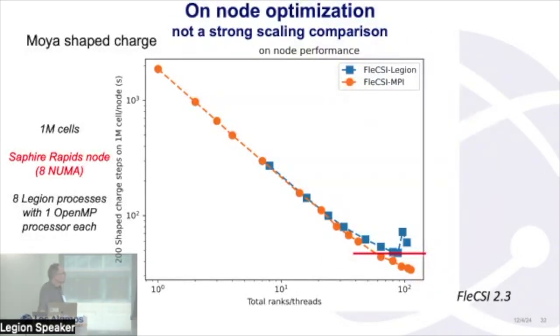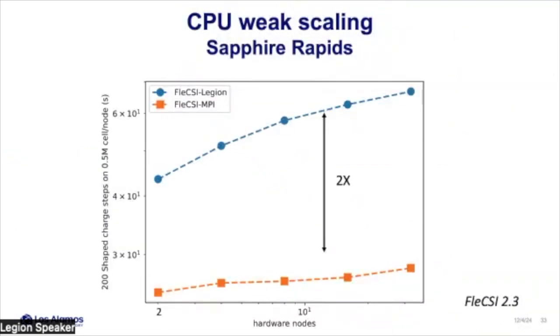Another on-node optimization, because now we have a new code and a new machine and a new version of FleCSI. The Legion backend is in blue and the MPI backend is in orange. It's about 60 to 70% faster than the Legion backend. This is our weak scaling plot. Legion's in blue on the top, MPI's orange on the bottom, and there's about a 2x difference here.